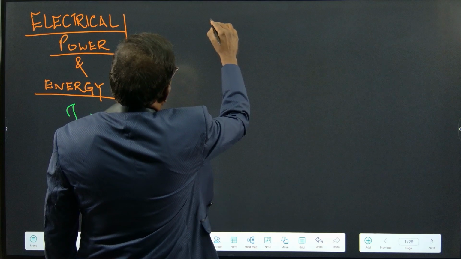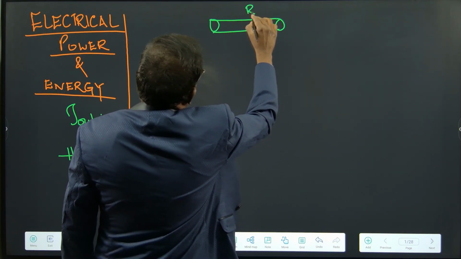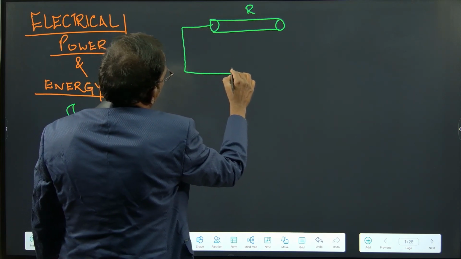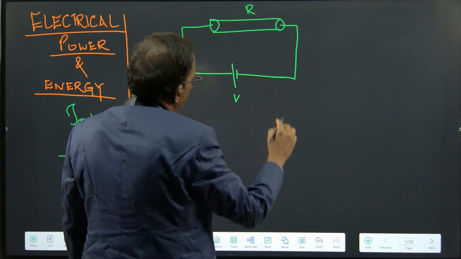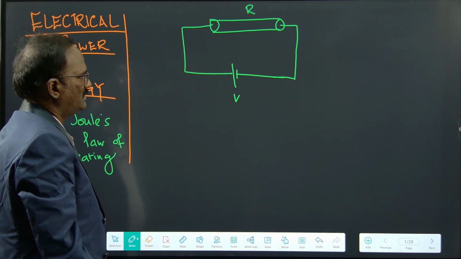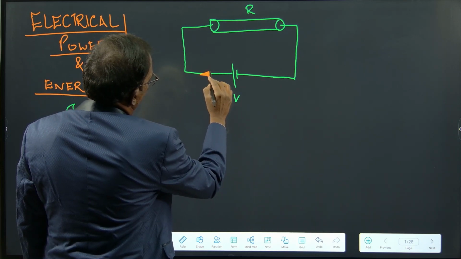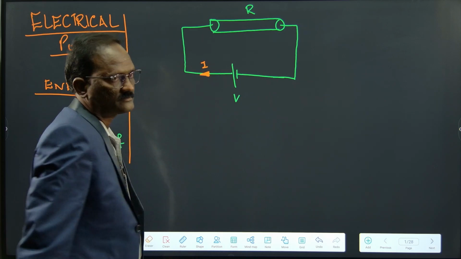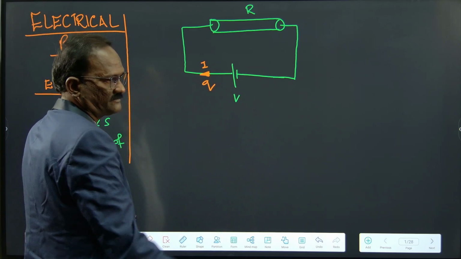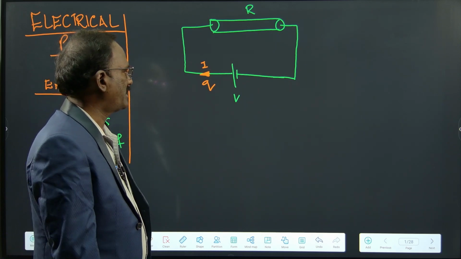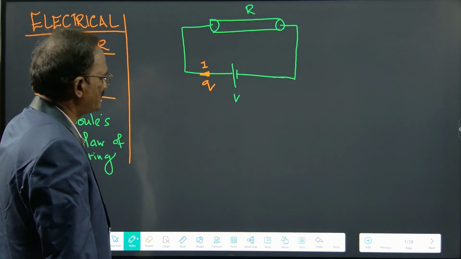Let me take one conductor of resistance R and I am connecting a battery to it, V volts. So this battery will send one current, say I amperes. Right. So current is nothing but flow of positive charge. This point we have studied under the topic drift velocity.